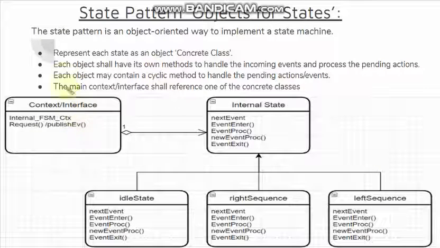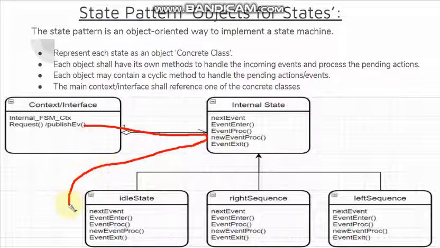So for example, if we have a new request or a new event, then the context will use a reference to the active state and uses the new event method to register this event. And the active state will process this event in the cyclic method.